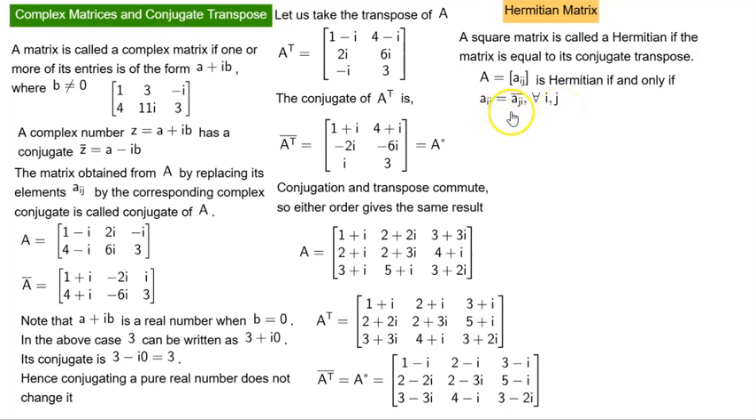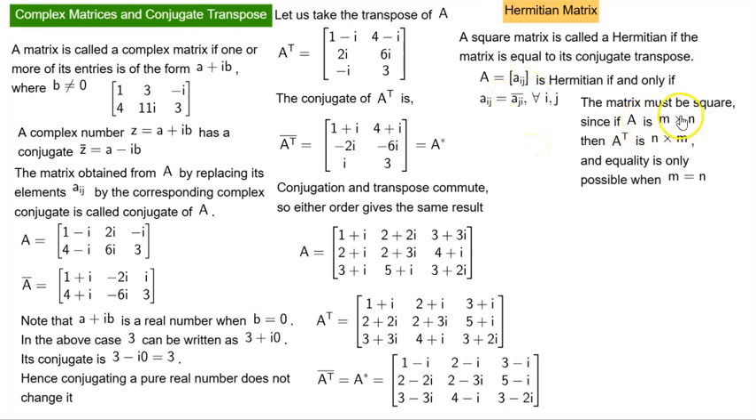Here, focus on the subscript. Here we have ij, here it is ji. So that is the transpose part of it. And the bar means conjugate. The matrix must be square, since if A is m by n, then A transpose is n by m, and equality is only possible when m is equal to n.